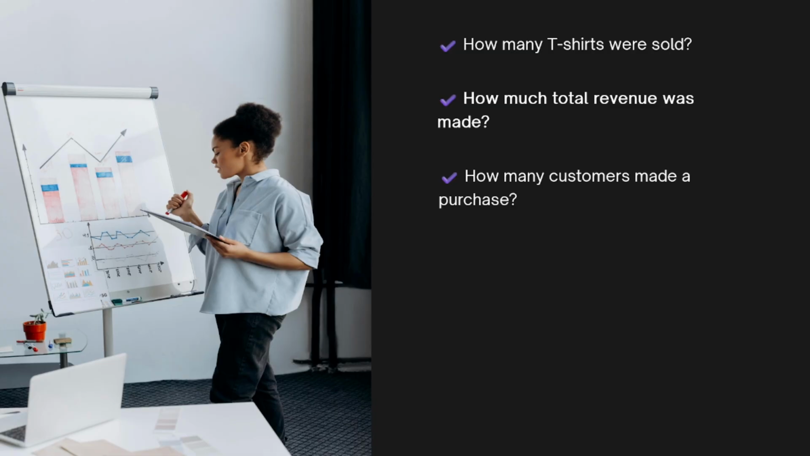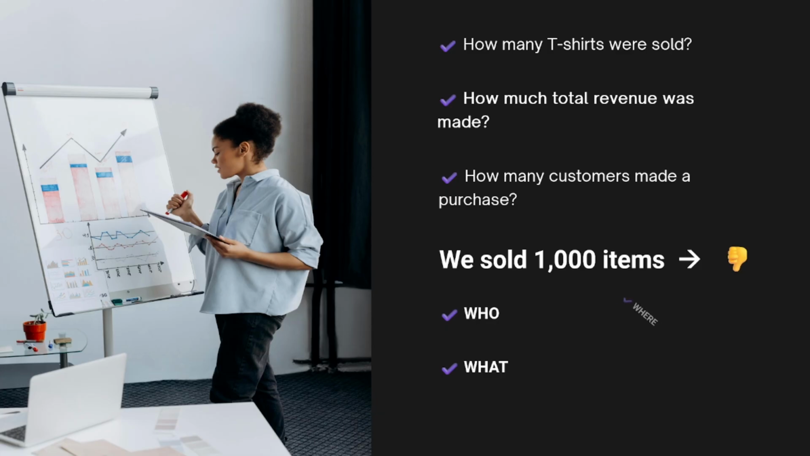But just knowing we sold 1,000 items isn't enough. We also need to know who bought them, what they bought, where they bought it, and when they bought it. That's where dimension tables come in. Dimension tables store the descriptive information about each sale.